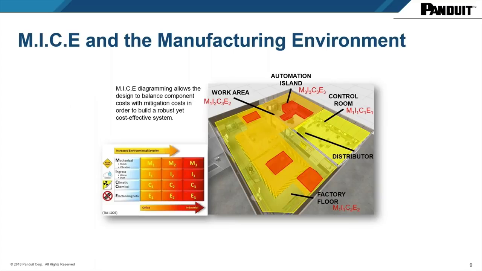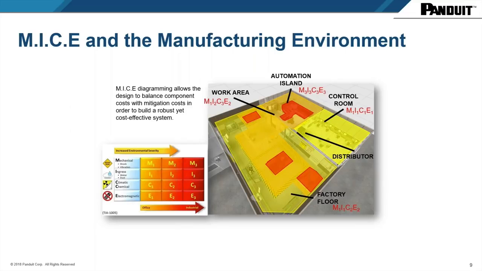So in the red areas, those are areas where you need to apply the maximum amount of severity type cabling. So you would choose the right cable that can withstand an M3, I3, C3, and E3, and you will pick up the right connection that can take those same extreme environments.